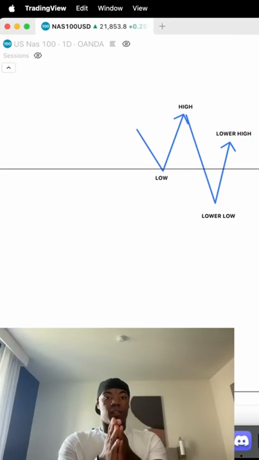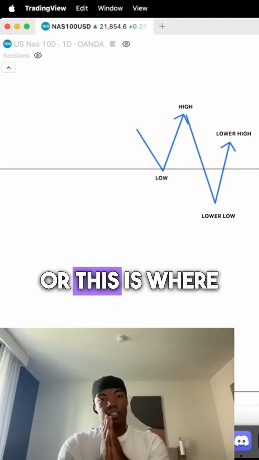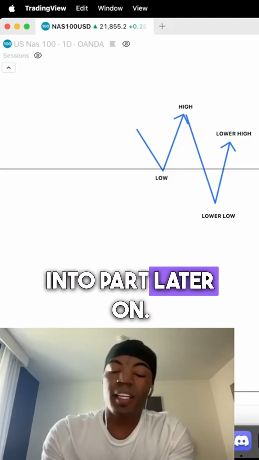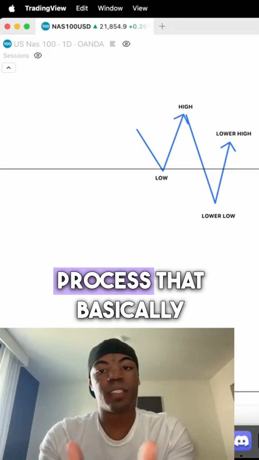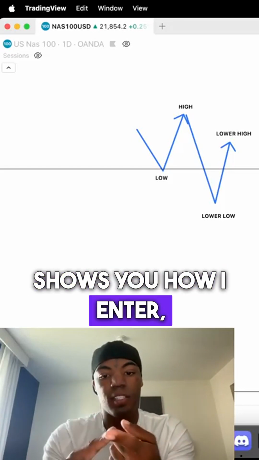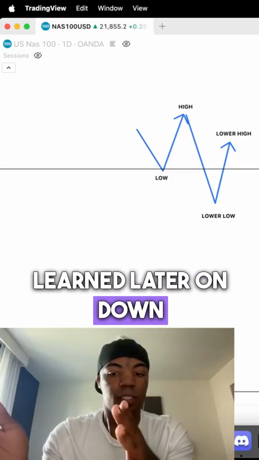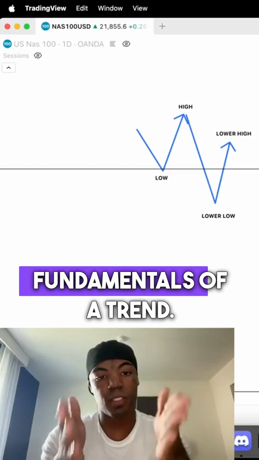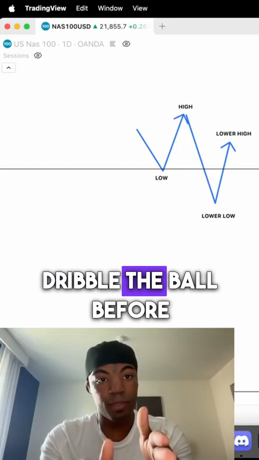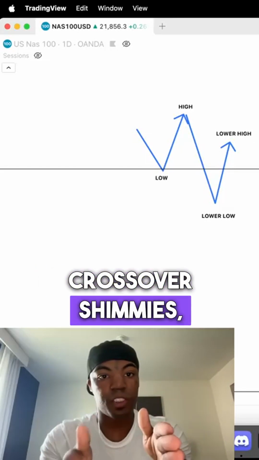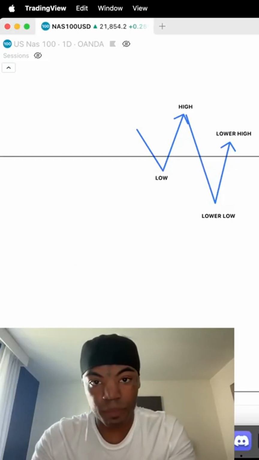From this point on, this is where the downtrend continues. Later on, I'm going to get into ICC, which is the way that I trade. It's a 3-step process that shows you how I enter, exit, and use a stop loss. All these terms will be learned later on down the line, but I'm just going to show you the fundamentals of a trend because you need to know this first. You need to learn how to dribble the ball before you can start doing crossovers, shimmies, layups, and 3-point shots, right?